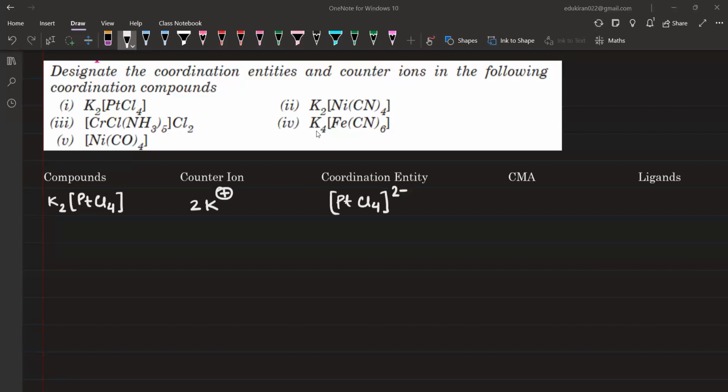Yes, sir. What will the central metal atom be? Platinum, right? Make sense? Yes, sir. The first atom is the central metal atom. What will the ligands be? We have 4 chlorines. Correct? Yes, sir. Can you do the rest? Yes, sir. Okay, please try.